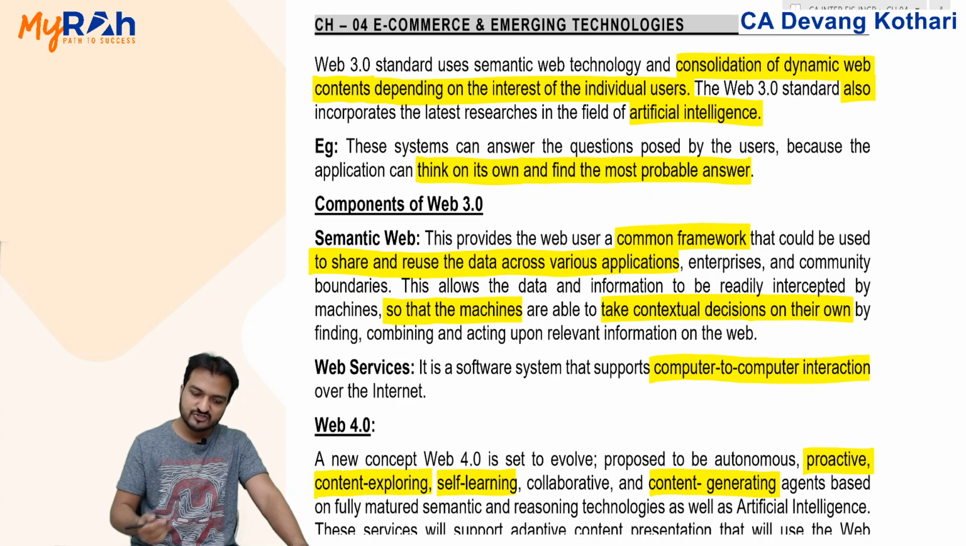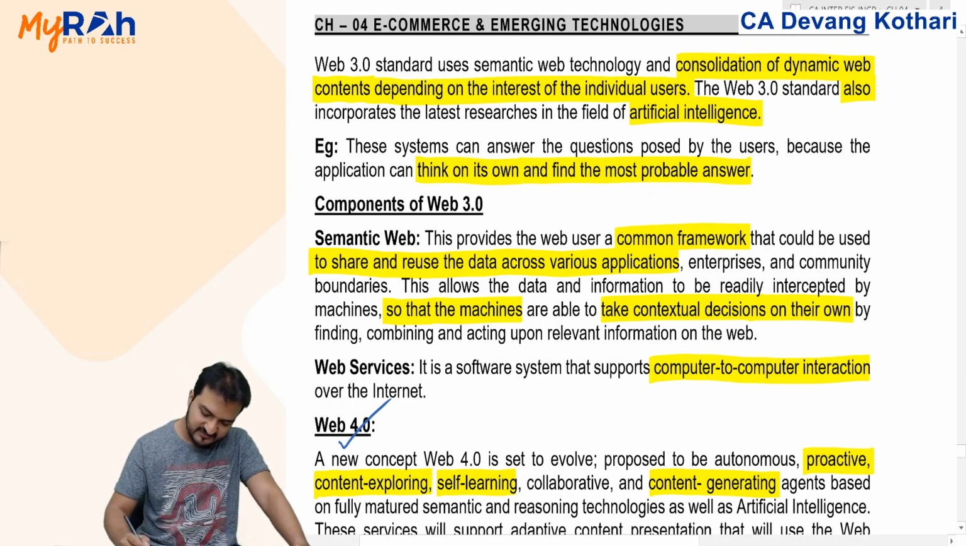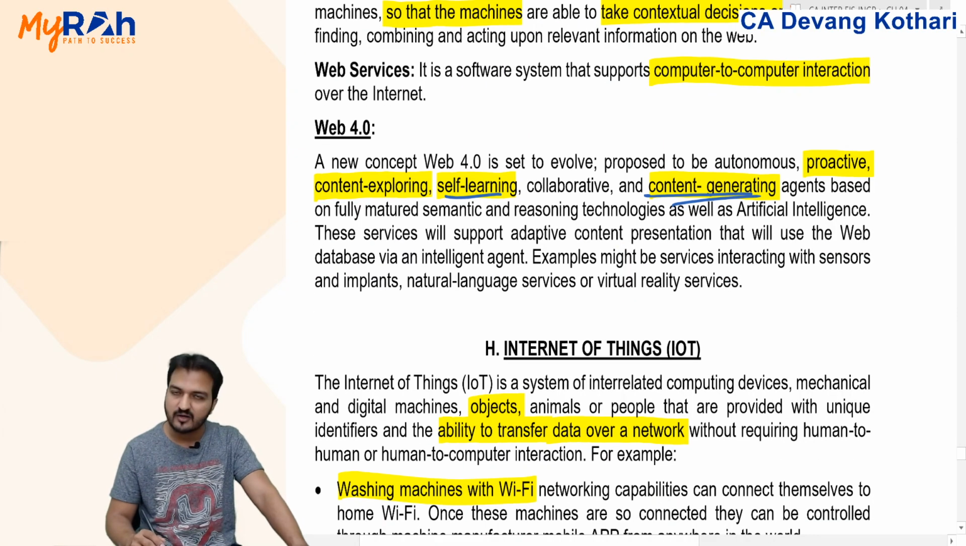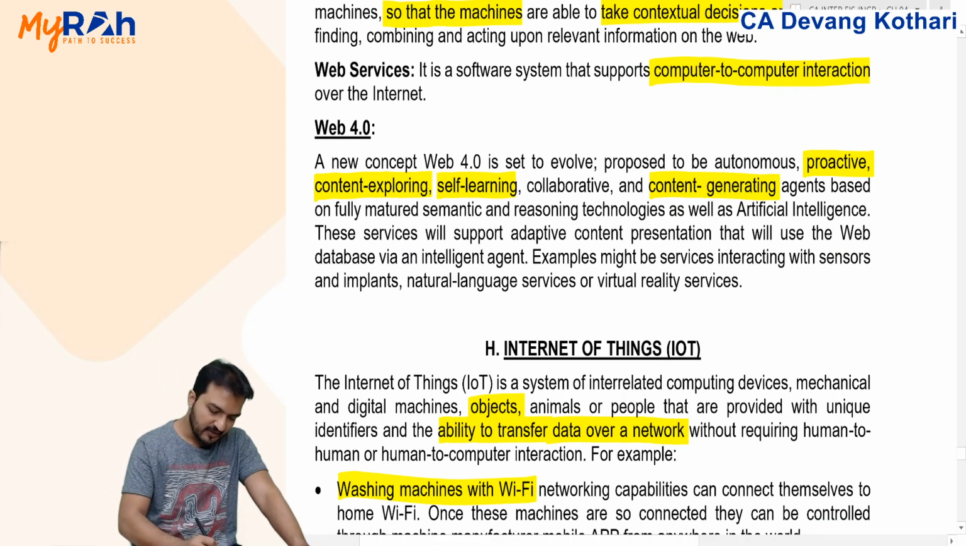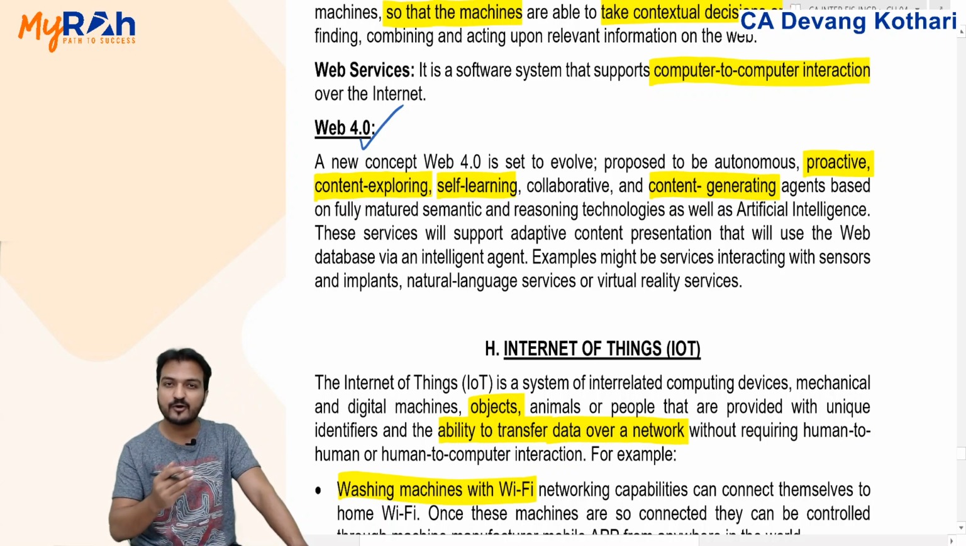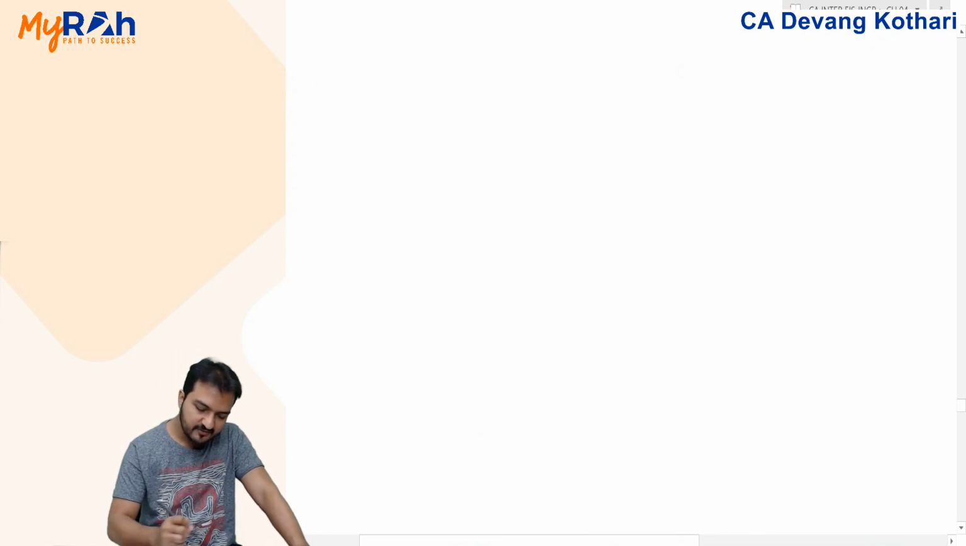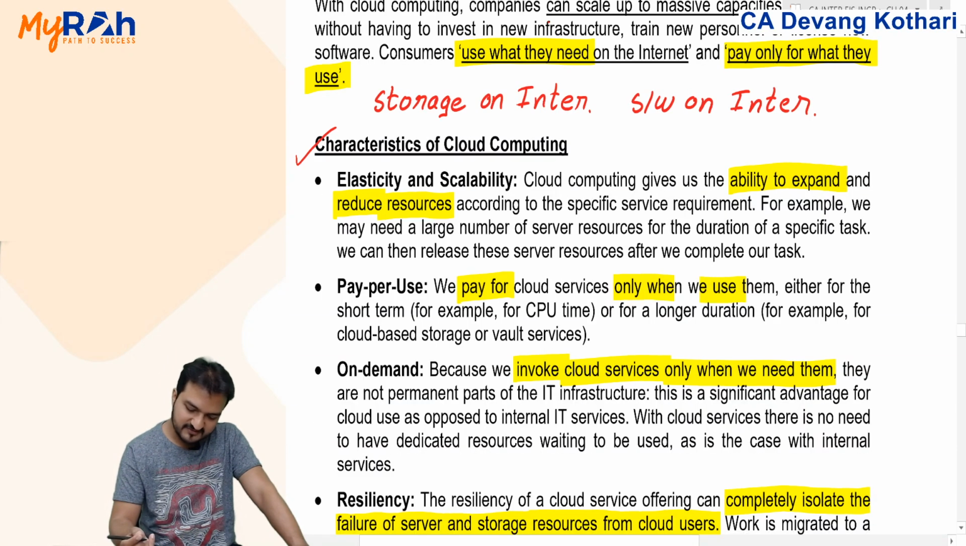Now the next version of Web 3.0 is Web 4.0. It is just a little more advanced. It is proactive. It is content exploring, self-learning, content generating agents. These are certain keywords that should come in your answer. As such, I don't see much difference between Web 3.0 and Web 4.0. It is just that it is a little more advanced. Yeah. Next, Internet of Things.